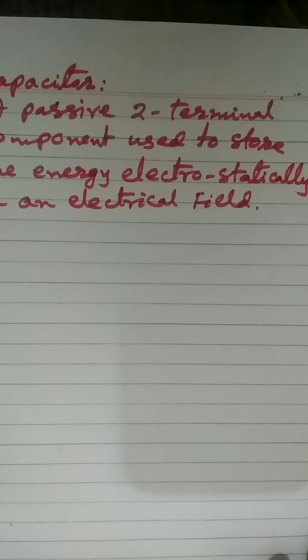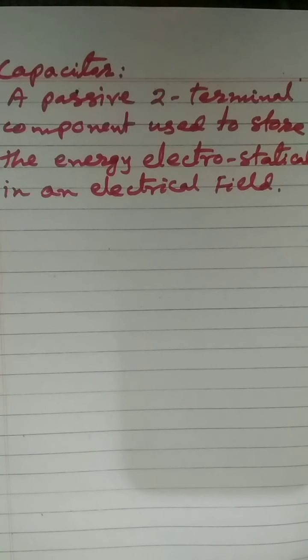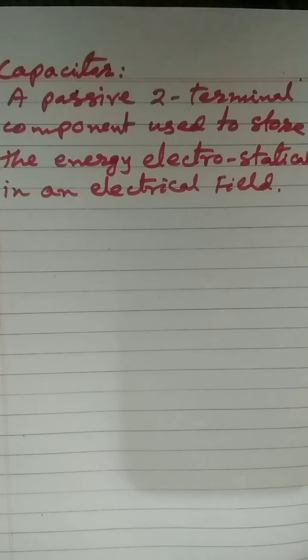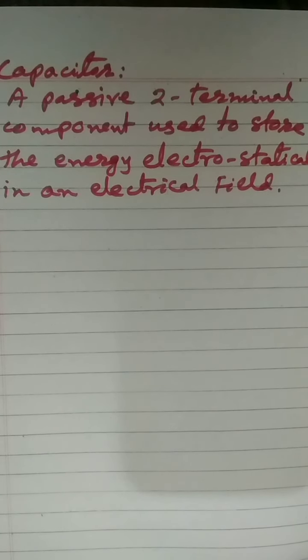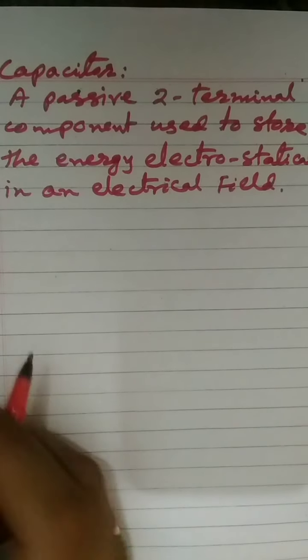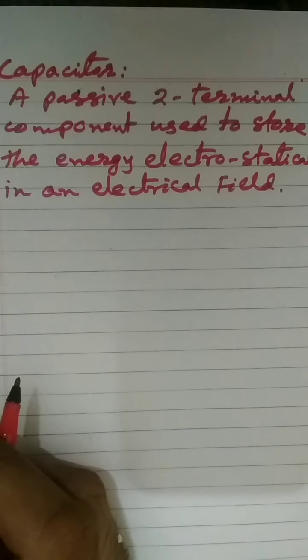So capacitor is a passive element. It can store the electrical energy as a static charges in an electrical field. The main function of the capacitor is to store the energy and give the energy again to the circuit when necessary. It is basically two conducting plates that are separated by a dielectric medium, and when an electrical field is applied, then the electrical energy is stored in it as a charge.